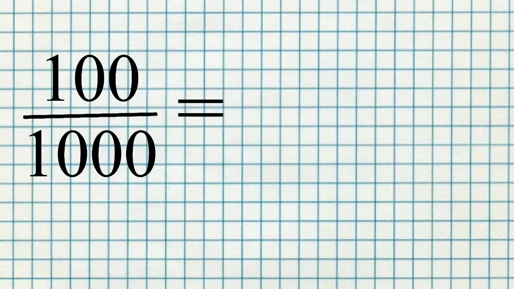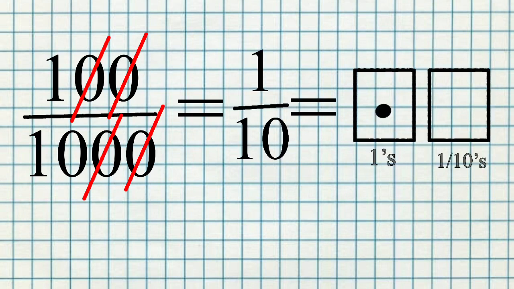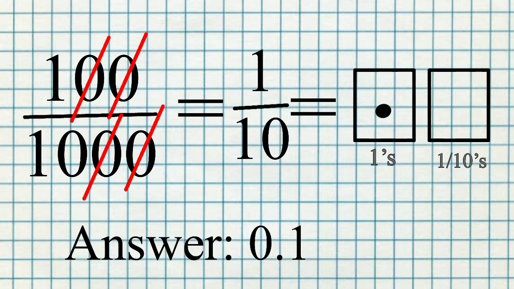Now 100 will be divided by 1000. 100 has 2 zeros and 1000 has 3 zeros. Since there are 2 zeros in 100, 2 zeros will be cut from the top and bottom. Now there will be 1 by 10. 1 will be placed in the 10th room. Then the answer will be 0.1.